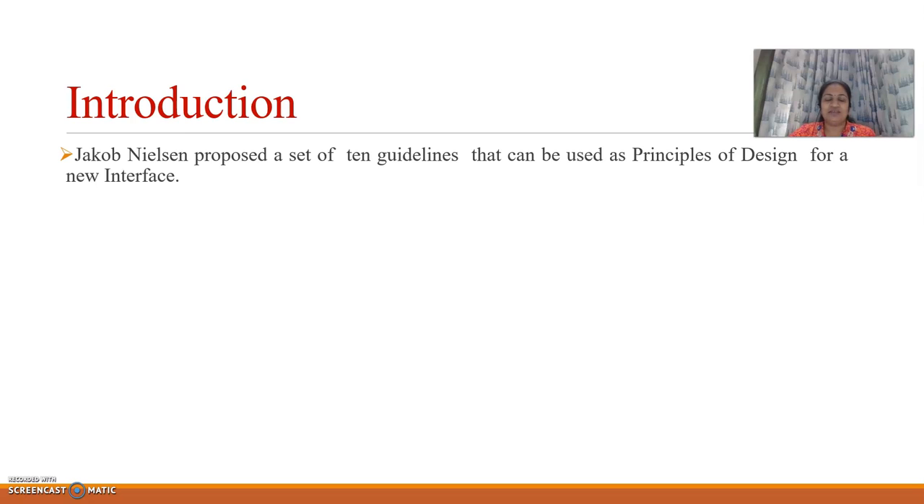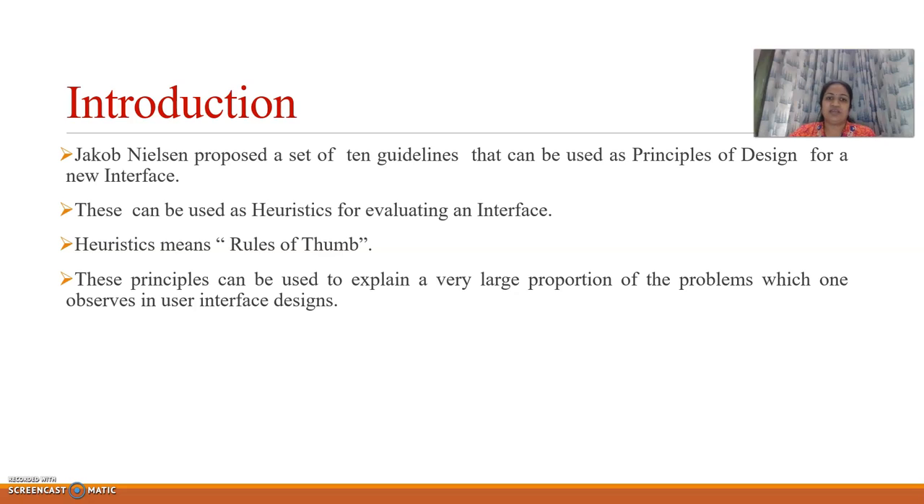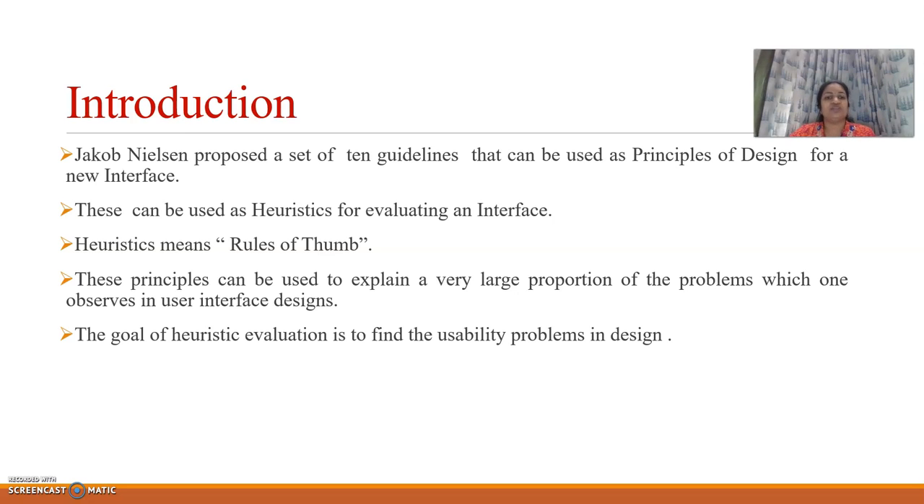Jakob Nielsen proposed a set of 10 guidelines that can be used as design principles for a new interface. This can be used as a heuristic evaluation for any interface. What is a heuristic? Nothing but a rule of thumb. These principles can be used to explain a very large proportion of the problems one observes in user interface design. The goal of heuristic evaluation is to find the usability problems in the design. After performing this evaluation, one can revisit the design.